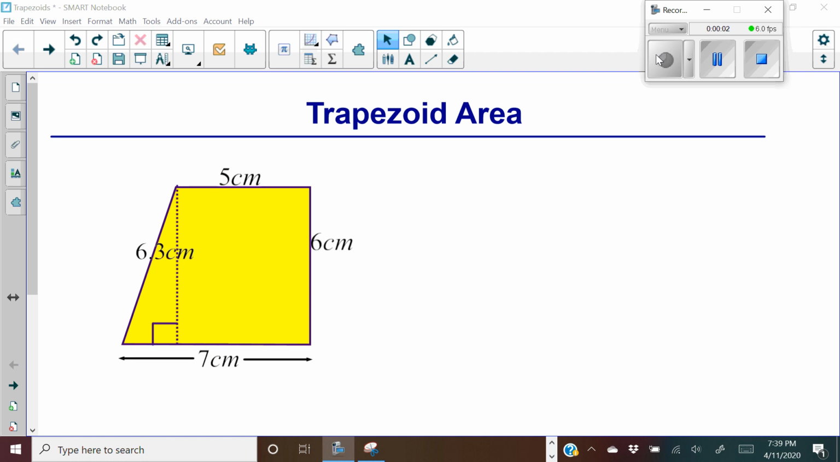Hi, I'm going to help you figure out how to find the area of different trapezoids today. I have 4 examples for you. Each one's a little bit different, so watch the whole video so you can learn a variety of strategies.